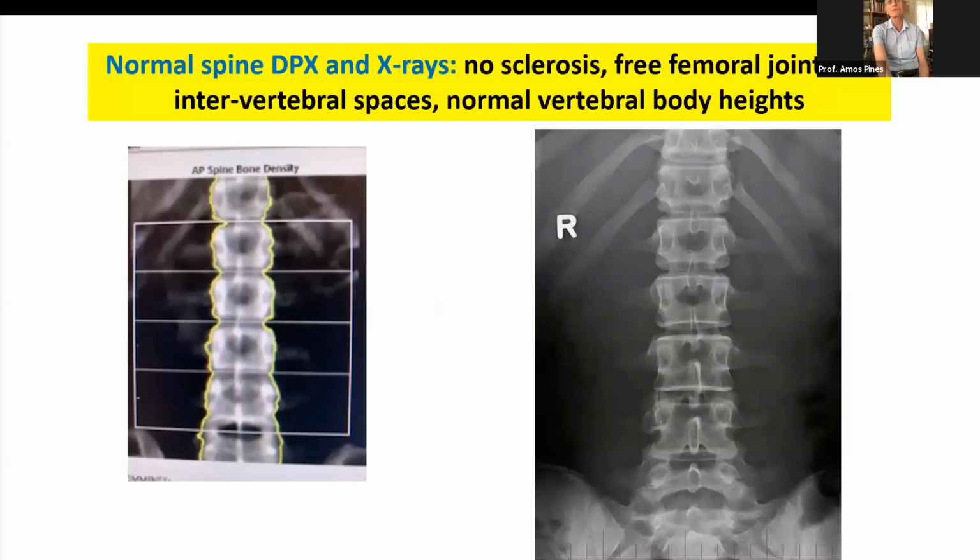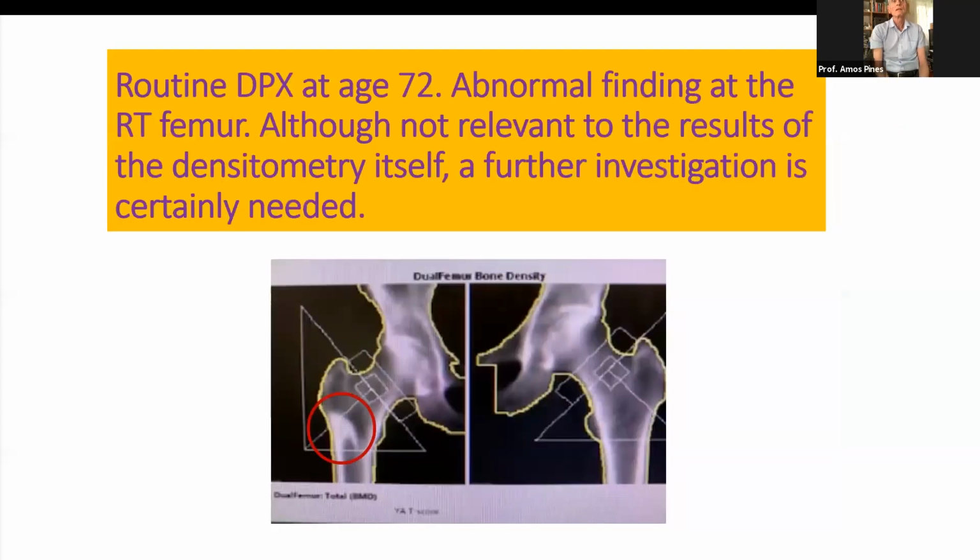Same goes for the spine. On the right side, you see the normal X-ray spine. On the left side, you see the normal bone density spine. The intervertebral spaces are not so clear, yet I believe you can see that this is normal anatomy. So here is one example. By the way, all the images that I show you, I picked during the past 2 weeks from those that I read. So here is an example.